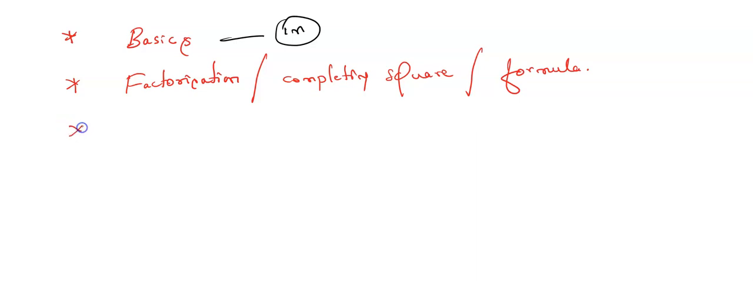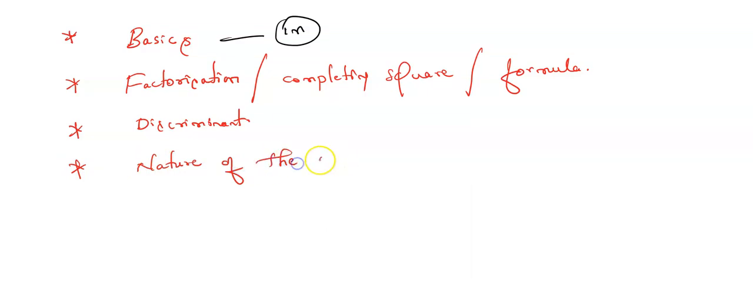And then the third one, we are going to learn in this chapter what you mean by discriminant and the problems related to discriminant. Is this clear? And next we are going to solve the problems based on nature of the roots. Any doubts?